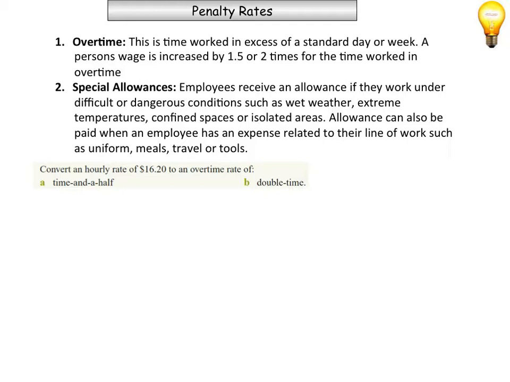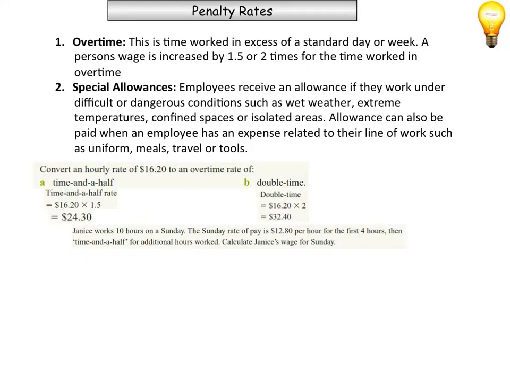Allowances can be paid when an employee has an expense related to their line of work such as uniform, meals, travel or tools. So for the first one, we need to convert an hourly rate of $16.20 to an overtime rate of a time and a half. So all we need to do for that is multiply the hourly rate by 1.5. That gives us $24.30. To do double time, we just times it by 2. And we get $32.40.